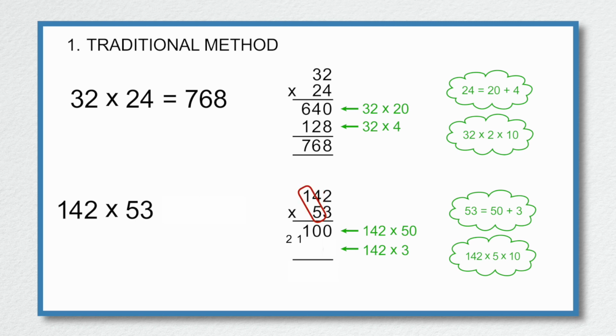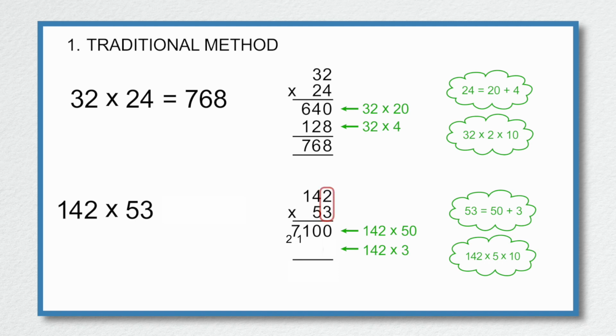We now have 1 multiplied by 5 is equal to 5, and we had those 2 there, which is 2,000, so we end up with 7,000. So 142 multiplied by 50 is equal to 7,100. We now do the 142 multiplied by 3.